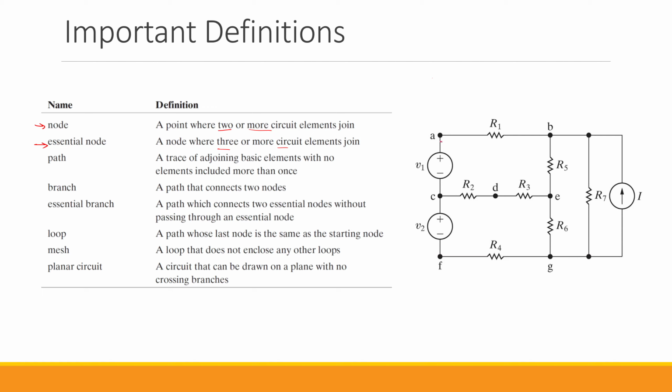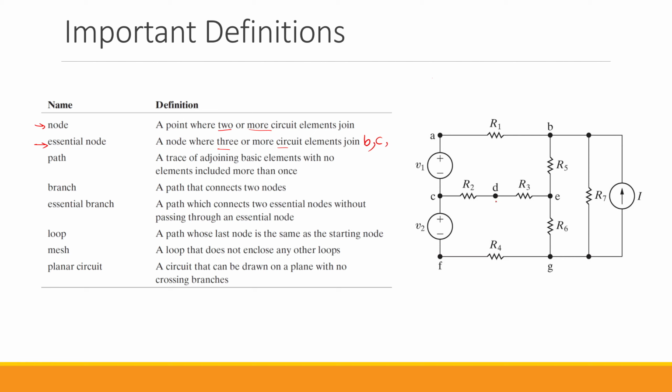Is node A an essential node? The answer to this question is no, because A only connects two elements together. So A is not an essential node. What about B? B connects 4 elements: R1, R5, R7, and this current source named I. So B is going to be an essential node. What about C? Again, C is an essential node because it connects 3 components together.